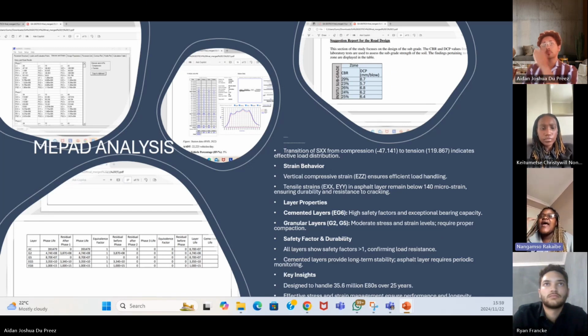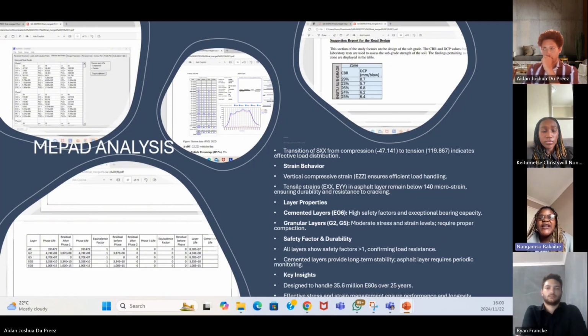The factor of safety and the durability of the analysis. The analysis confirmed that all pavement layers exhibit safety factors greater than 1, indicating that the pavement structure is designed to resist applied loads without failure. The factor of safety for each layer ensures that the pavement will perform well under expected traffic conditions and will not experience permanent failure. The fatigue and deformation resistance.